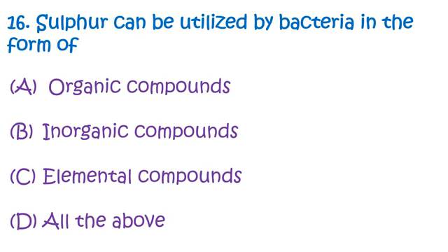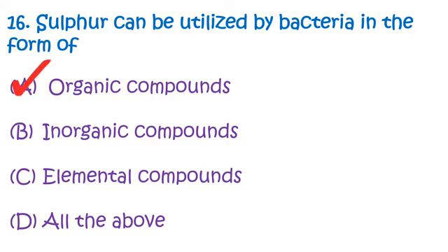Question number 16. Sulfur can be utilized by bacteria in the form of, options are option A organic compounds, option B inorganic compounds, option C elemental compound, and option D all of the above. And the correct answer is option A organic compounds.